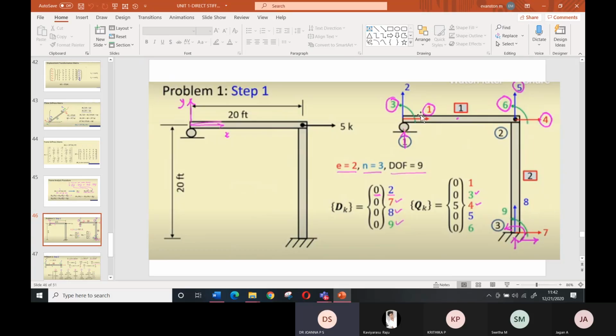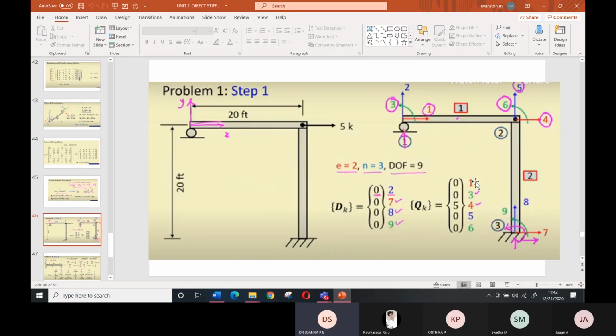Here you will have 1 and 2 restrained. But 3 is not restrained. So, sorry, this is a roller support. It is able to move in the horizontal direction. It's not a hinge, it's a roller. So it will be able to move in the horizontal direction.